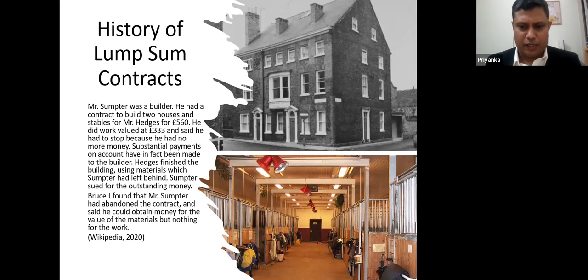Now, in 1898, that is towards the end of the 19th century, there was a contract signed between a person called Sumter and Hedges. The agreement between Sumter and Hedges was that Sumter will build two houses and a stable.